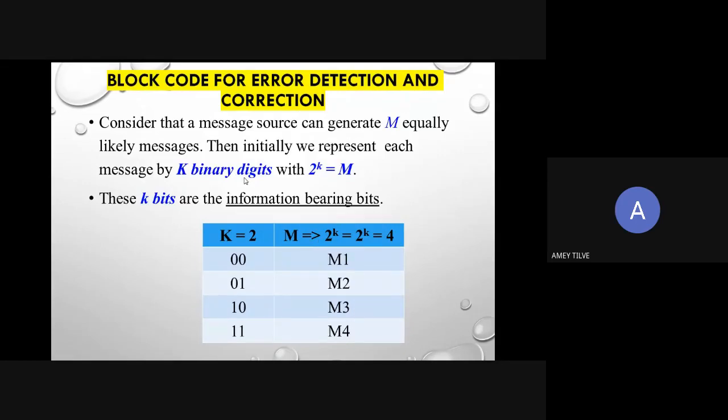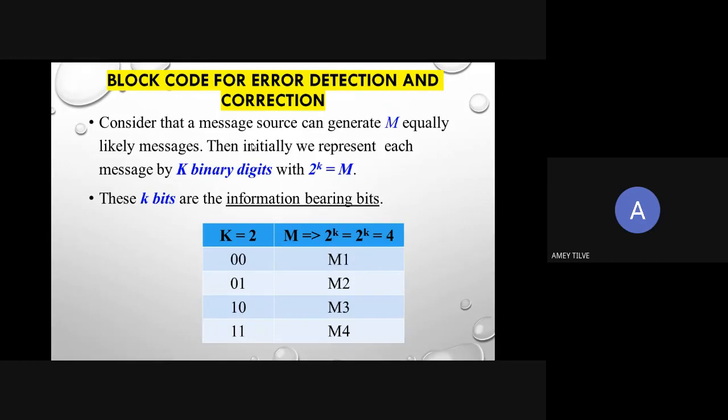Consider that a message source can generate m equally likely messages. There is a message source from which a message is generated, and m is the number of messages generated. Initially we represent the message by k binary digits, such that 2 raised to k is equal to m, the total number of messages, where k is the number of binary digits. These k bits are called information bits.